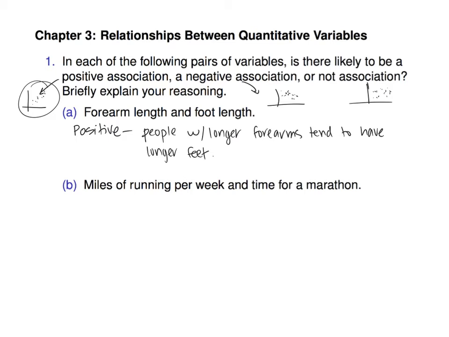Okay, miles of running per week and time for a marathon. So just to think a little bit, first this question duped me because I thought, oh, I get faster. So as I run more, I get faster, and that's positive. But getting faster means your time gets smaller. So that actually is a negative association.